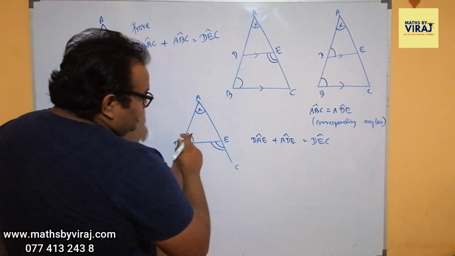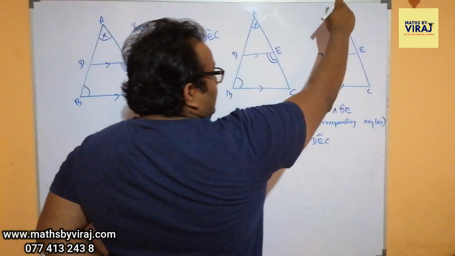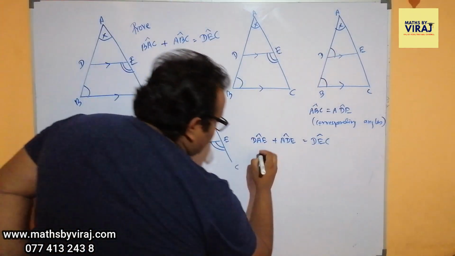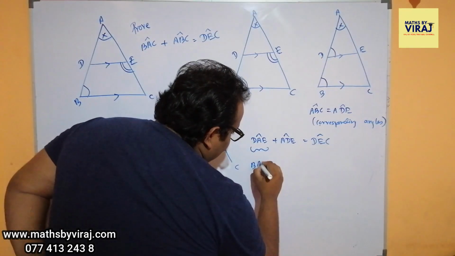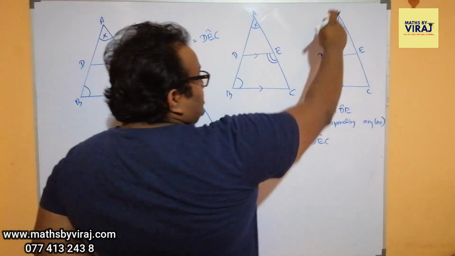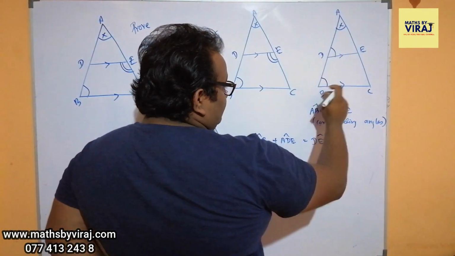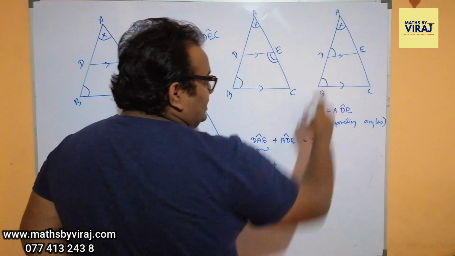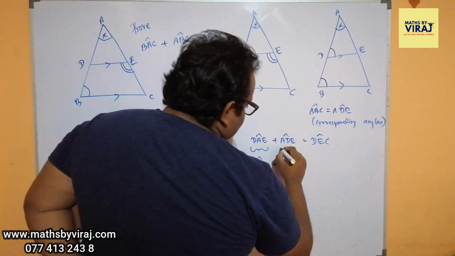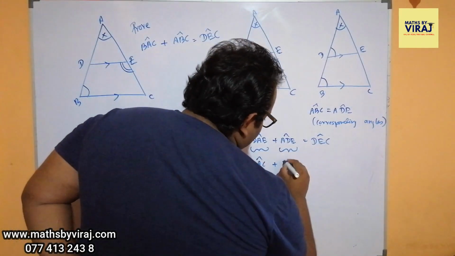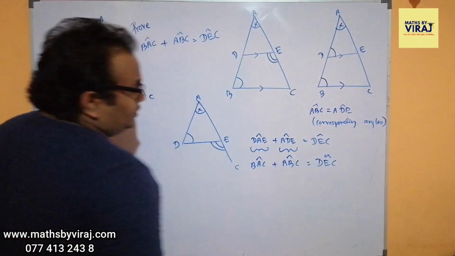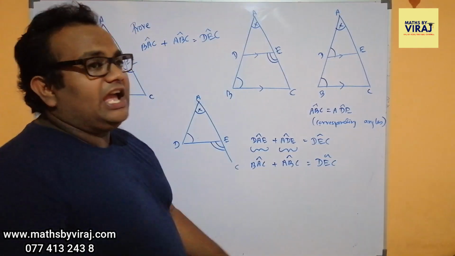Fine. Now DAE angle is also the same angle as BAC. Therefore, I can write this as BAC. And instead of ADE, I can write ABC. Why? These two are equal because of the theory corresponding angles. So instead of ADE, I can write it as ABC, which is equal to DEC. So this is what needs to be proved, and we have proved it.